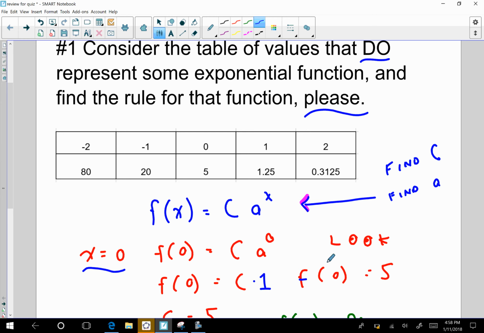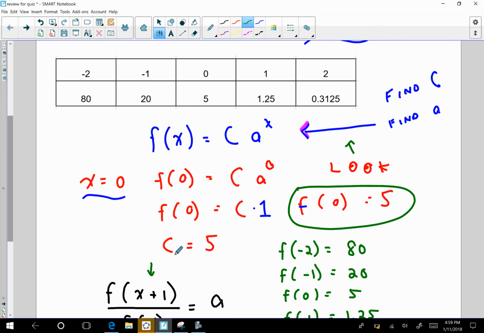And if I look up here at my table, I see that f of 0 is equal to 5. That tells me, ladies and gentlemen, boys and girls, that c is equal to 5. Good deal. I'm half over. I have found the c. The next thing is to find this a.